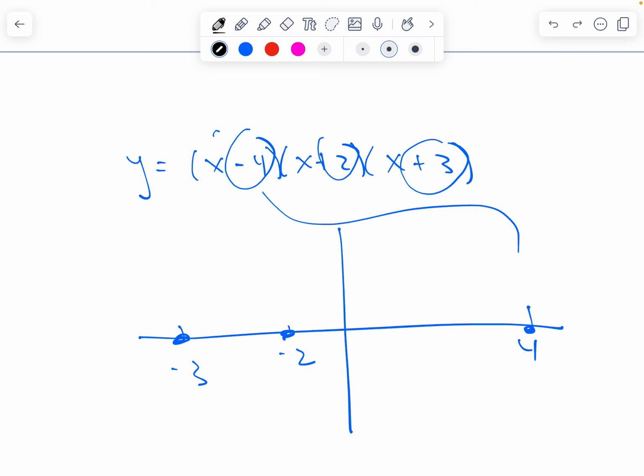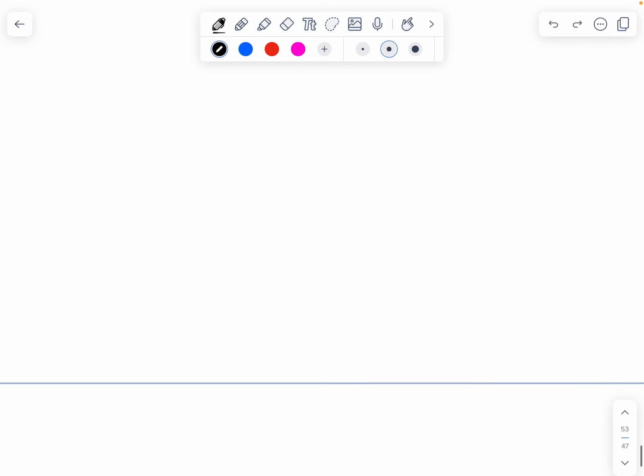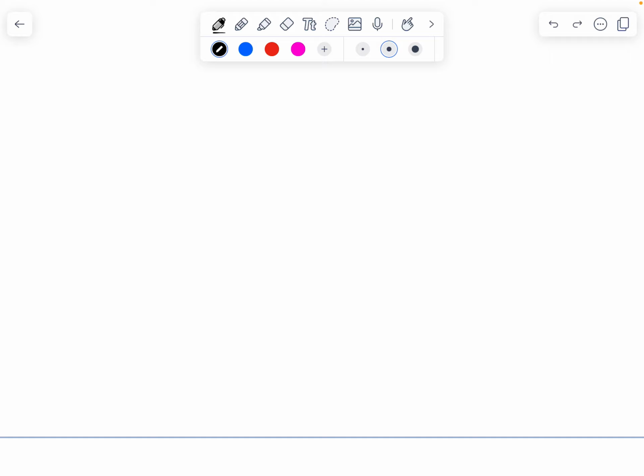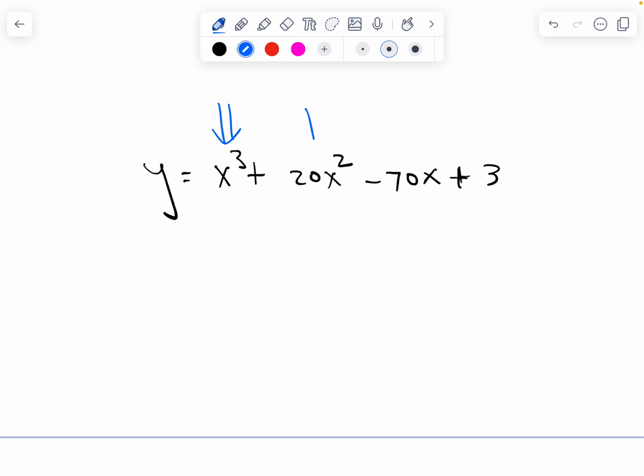Okay. So now we're going to skip to a discussion of end behavior. For end behavior, think of some kind of polynomial. Let's use this one: y equals x cubed plus 20x squared minus 70x plus 3. Now for this polynomial, I want you to imagine which of these terms has the most power. Imagine this is a tug of war, and you have 1, 2, 3, 4 terms, and everyone is tugging in their own direction. Let me explain that a little bit more.